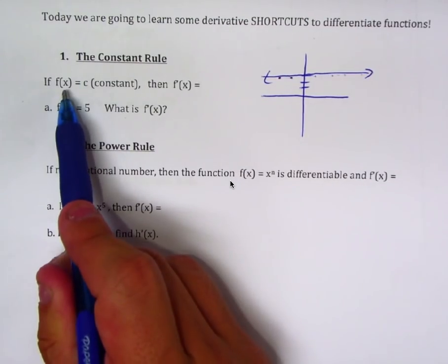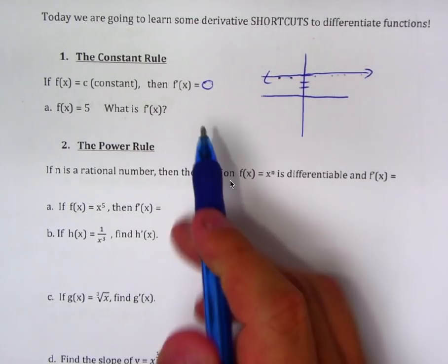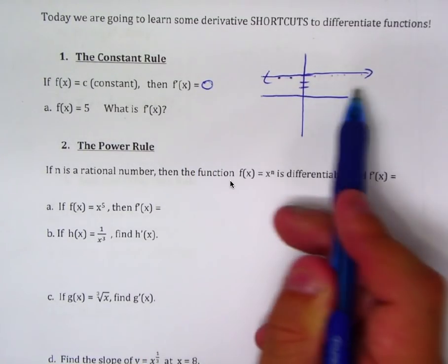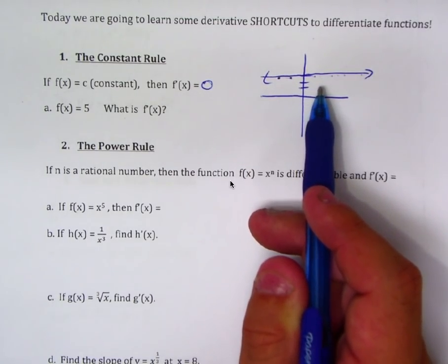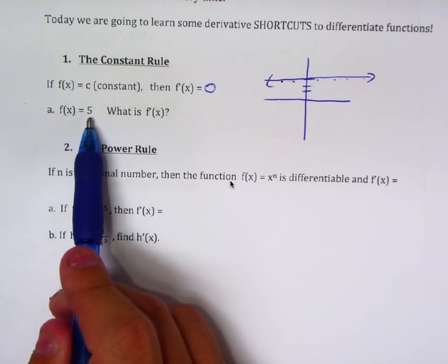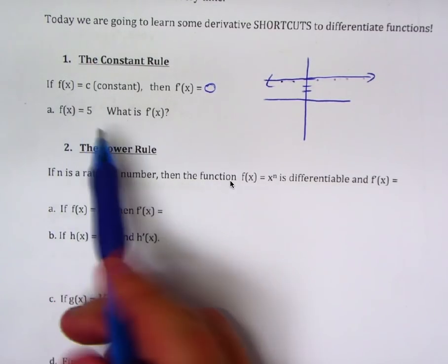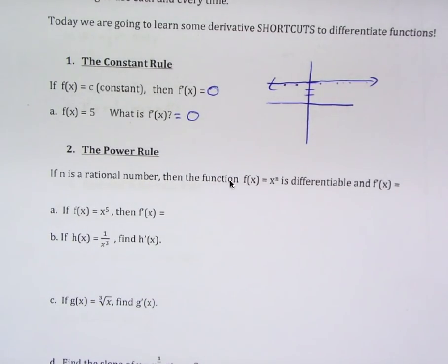So if you take the derivative of a constant function, the derivative is always going to be 0, because the slope at any point on that line is 0, no matter if it's f of x equals 100 trillion. So if I have f of x equals 5, then the derivative of 5 is 0. That's your constant rule.